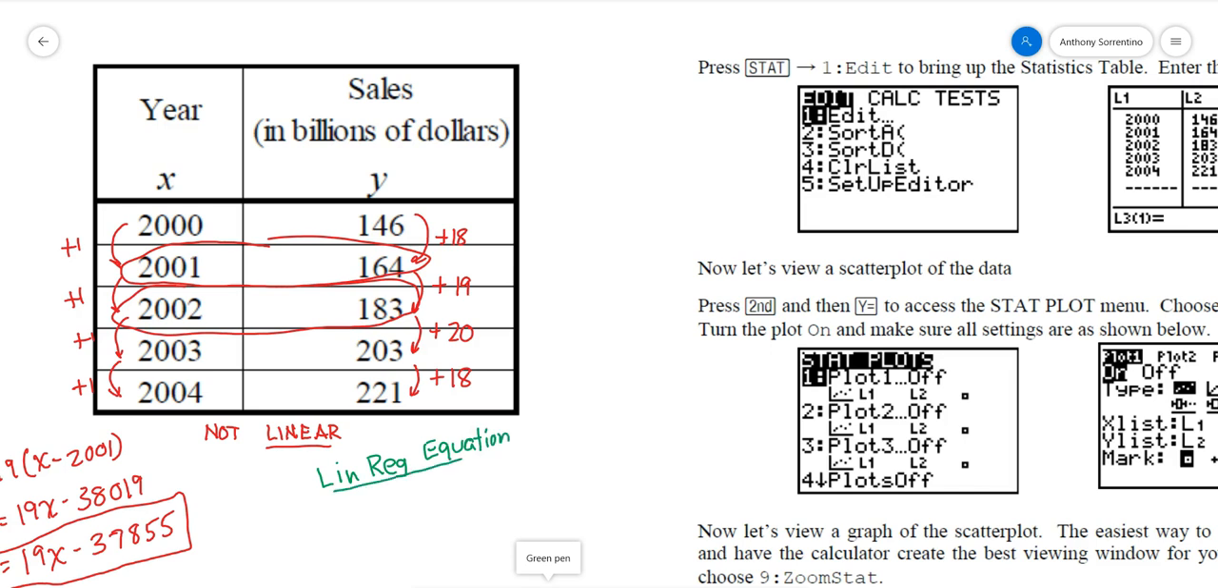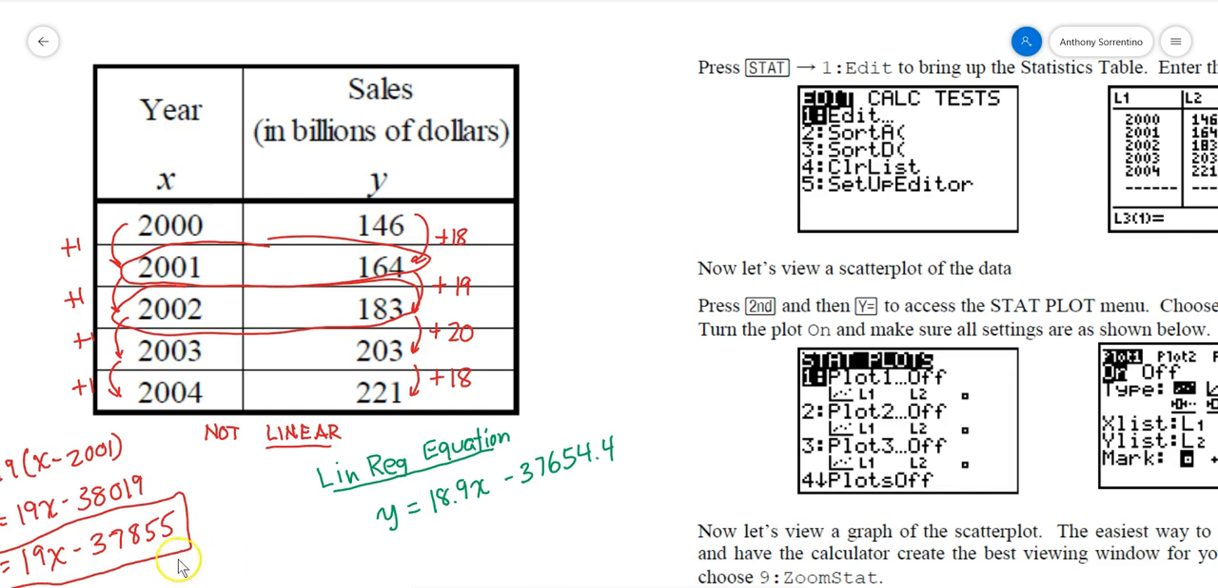Which would be the line that fits the best with statistical analysis. Y equals 18.9x minus 37654.4. Again, not very much different. I mean, 18.9, not a big difference.